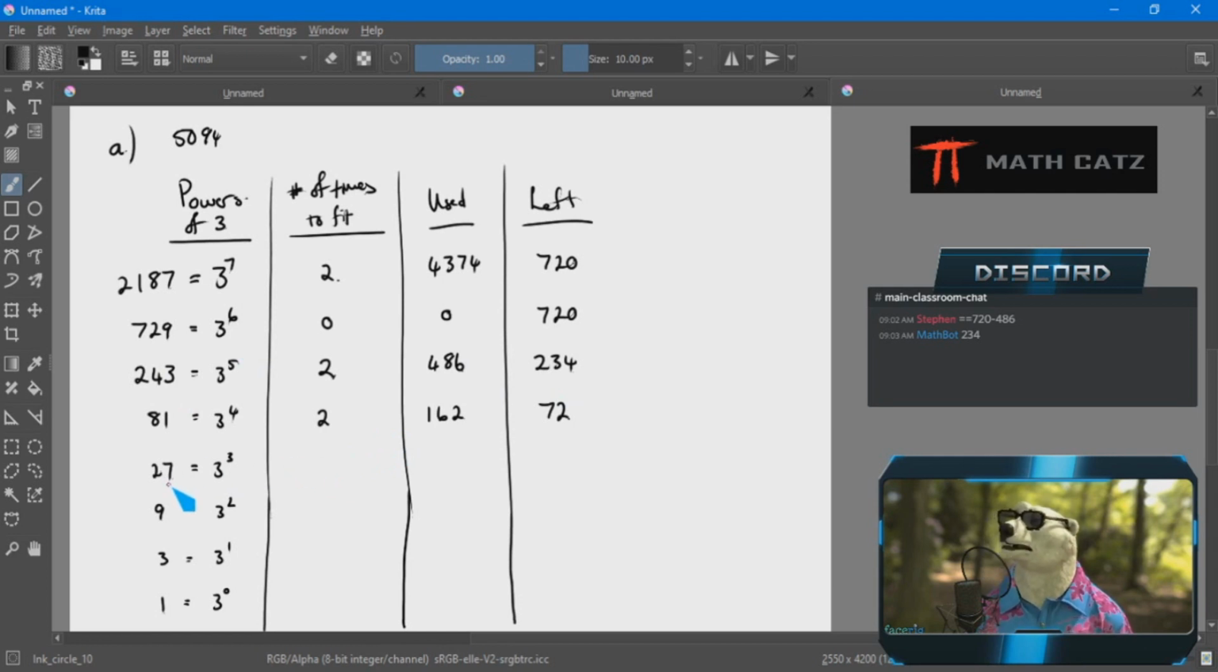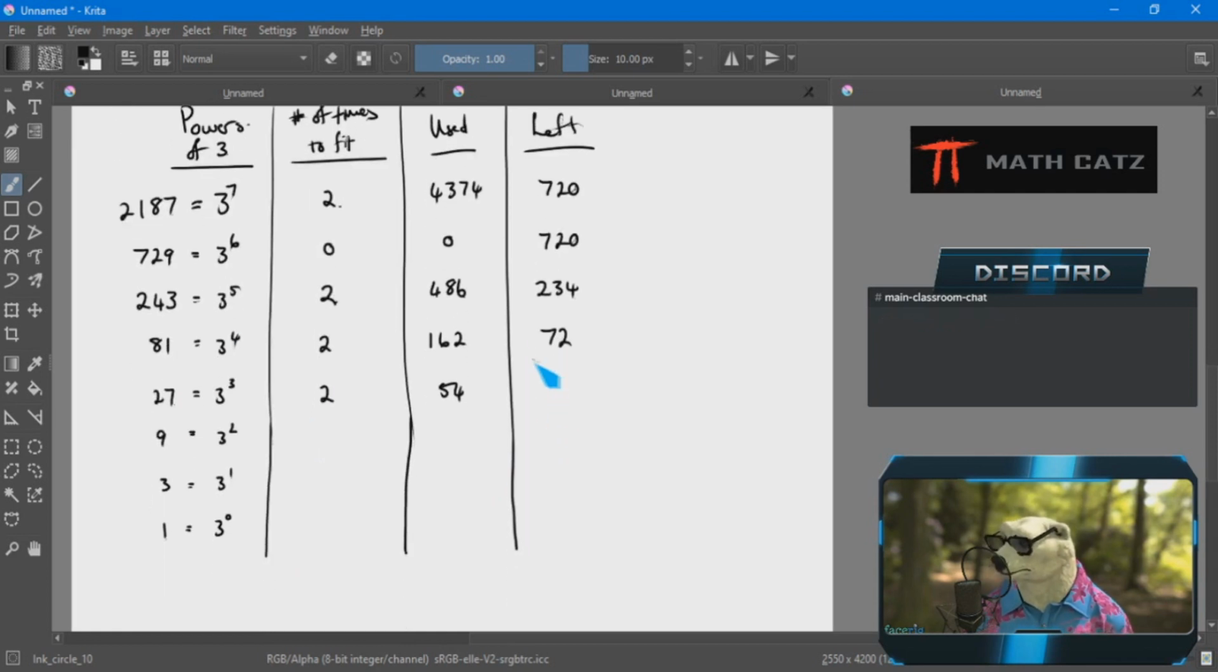Then I have 27 left. How many 27s can fit into 72? Well, 2 of them using 54. So the smaller these numbers get, the easier my arithmetic is going to get, and I have more confidence. Sorry, I've used 54. I have 18 left. And my next group size is 9. 2 9s can fit and use all the 18 with nothing left.